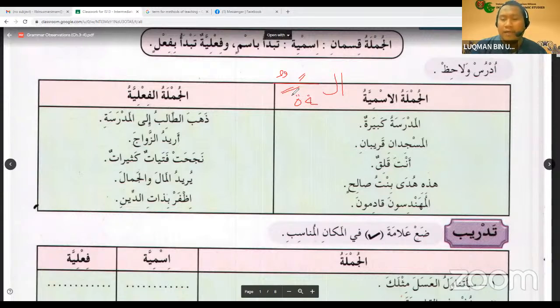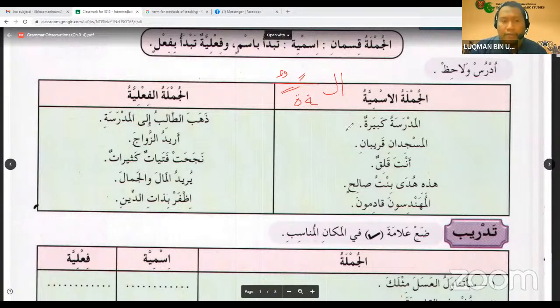It doesn't end with a sukun. So it only accepts three vowels, the fathah, kasra, and dhamma. Of course, with few exemptions for the names of people, when it uses long vowels. But still, it still has a vowel.